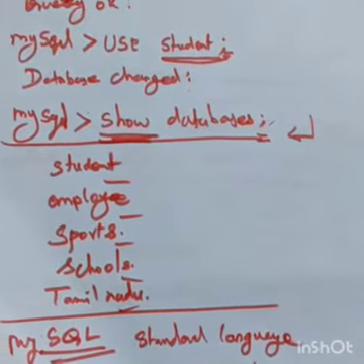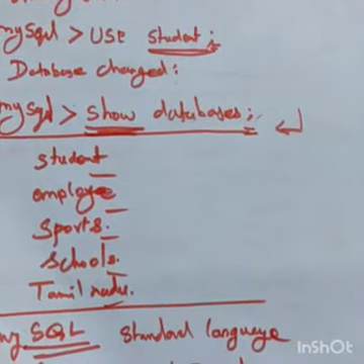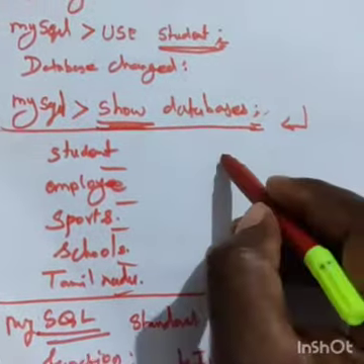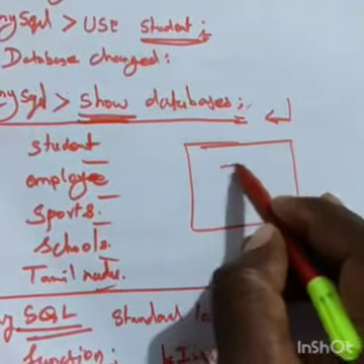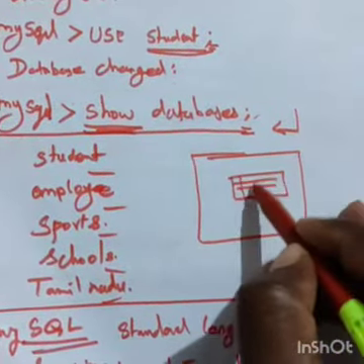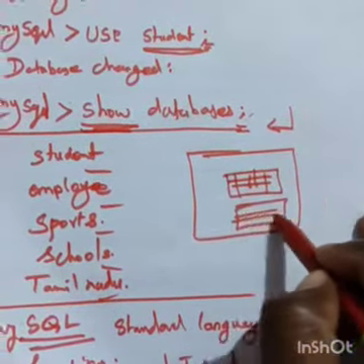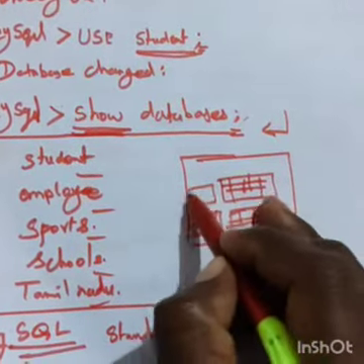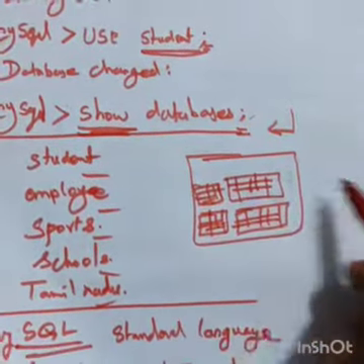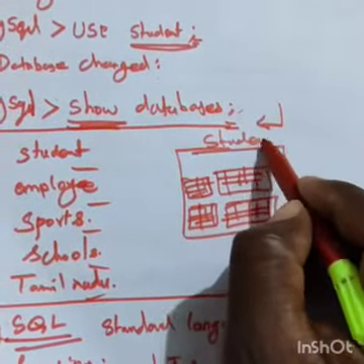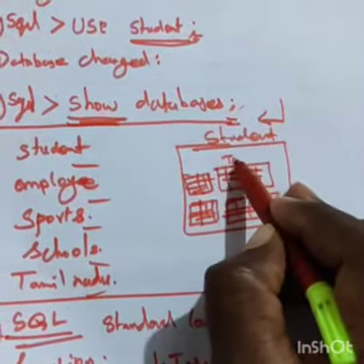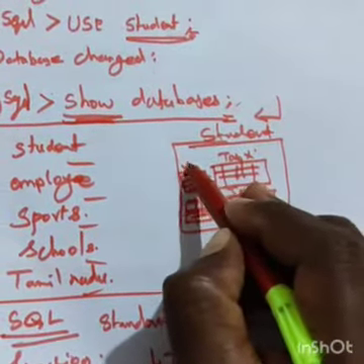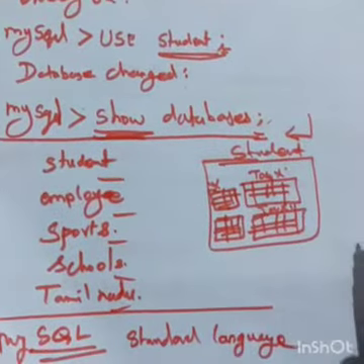Okay, sir, what is a table or database? Inside a database there are only tables. Do you understand or not? This is a database, and inside the database there are many tables. This is a student database. This is the 10th table, this is the 11th table, this is the 9th table. So this is a database.